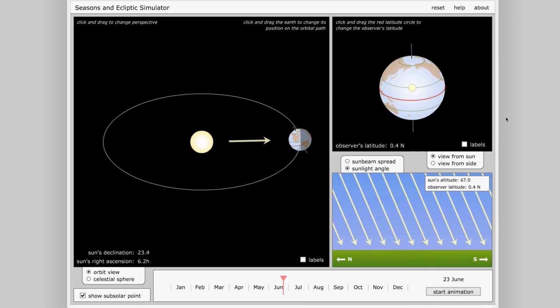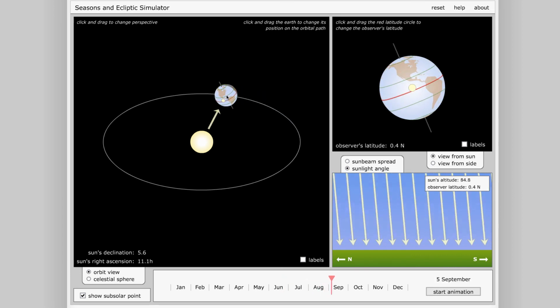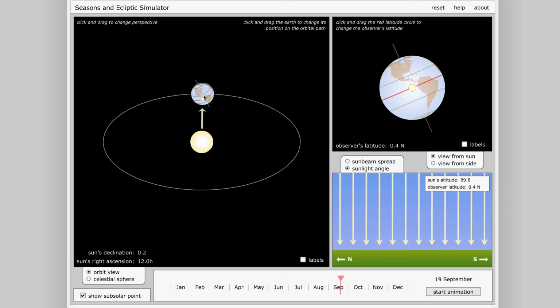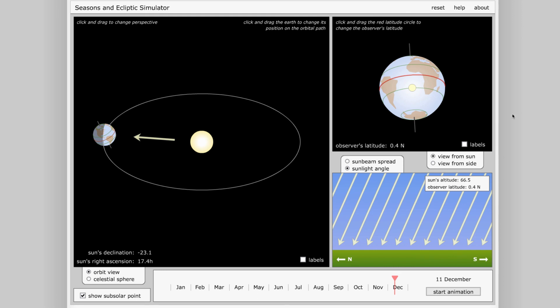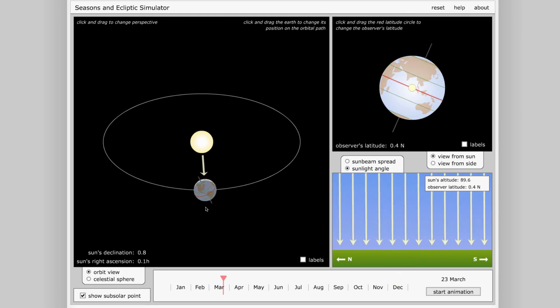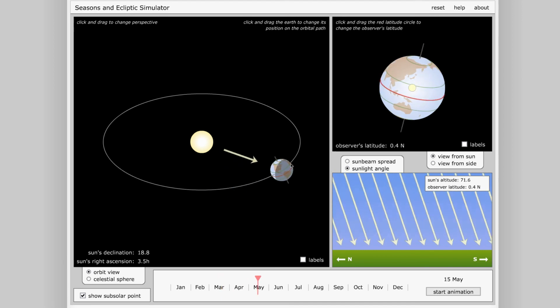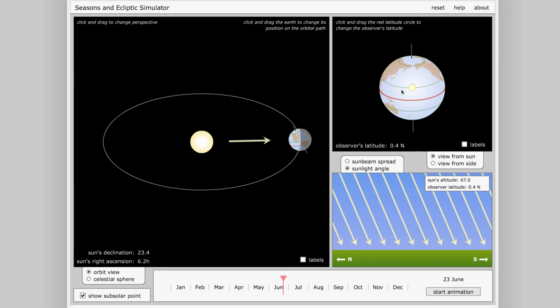And notice that this little dot right here is showing where the most direct insolation is for this given day. So in June, the most direct insolation is right on the Tropic of Cancer. And if we move over here to September, the most direct insolation is on the equator. If we move over here to December, the most direct insolation is on the Tropic of Capricorn. And if we move to March, the most direct insolation is back here on the equator. And over here to June, we're back on the Tropic of Cancer.